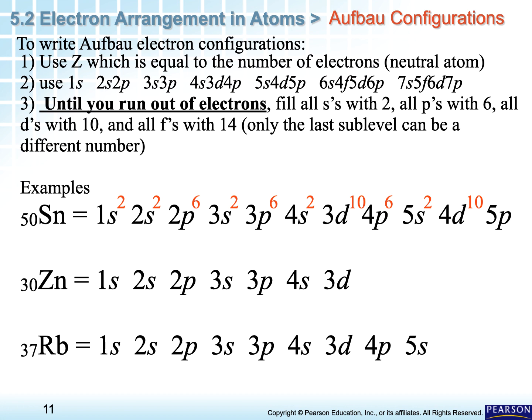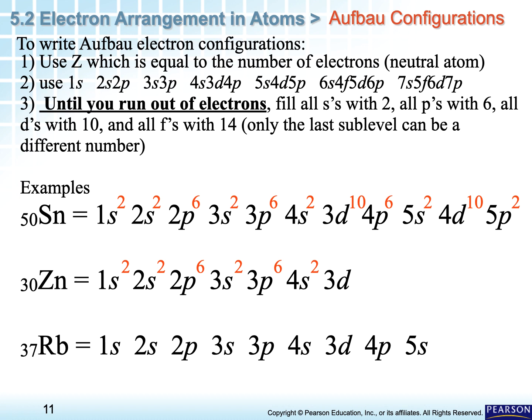So you'll notice I did tin. If you look for tin, it's number 50 on the periodic table. Now, if you count the superscripts that I've written already, 2 plus 2 plus 6 is 10, plus 2 is 12, plus 6 is 18, plus 2 is 20, plus 10 is 30, plus 6 is 36, plus 2 is 38, plus 10 is 48. So if tin is 50 and I've done 48, there are 2 left. So it would be 5p2. The 5p2 is very easy to know because if you look on the periodic table, you are in the 5th row on the right side, which is the p sublevel, in the 2nd column.